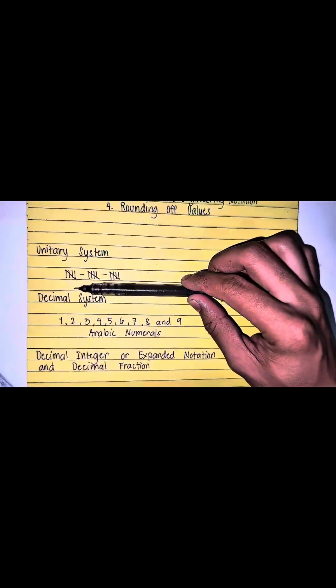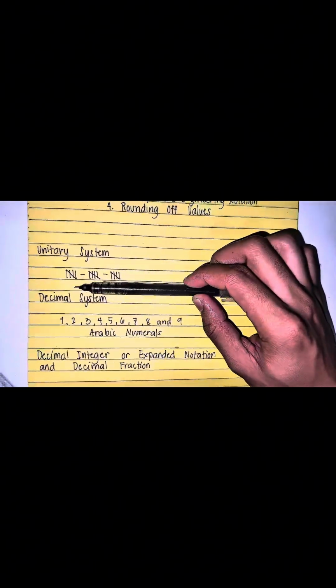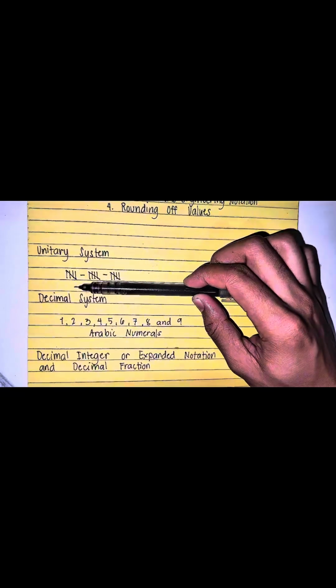When we say unitary system, this system is simple but wastes writing time and space. It is also clumsy for handling any calculations except a simple tally. So, unitary system is most likely like this. And unitary system is not suitable for multiplying or dividing numbers because it's only capable of adding and subtracting numbers. So, that's all for unitary system.